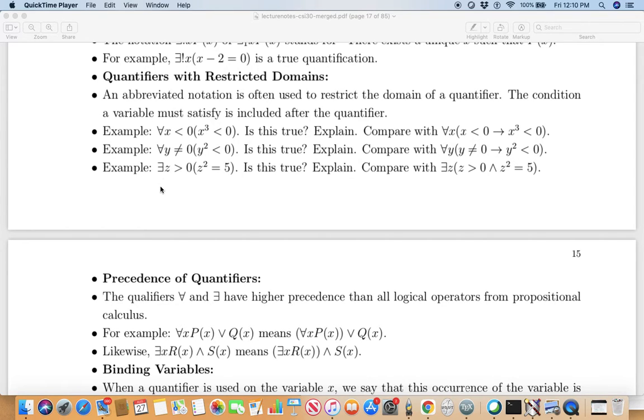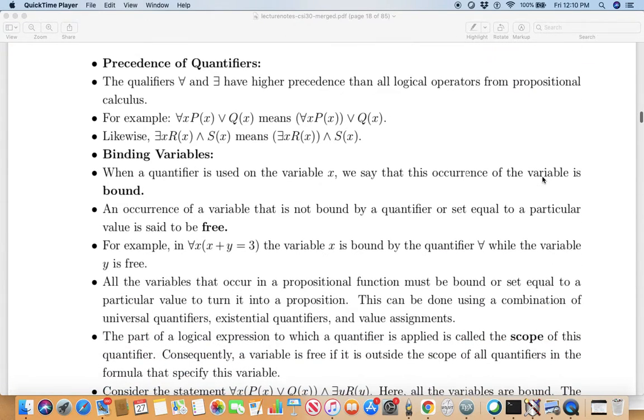Here is an existence quantifier. There exists z greater than 0 such that z squared is 5. Is this true? Yes, there exists such a z, and that z is the square root of 5, by the way. The square of the square root of 5 is 5. Compare with there exists z, z greater than 0 and z squared equals 5. So this may be rewritten in this fashion.